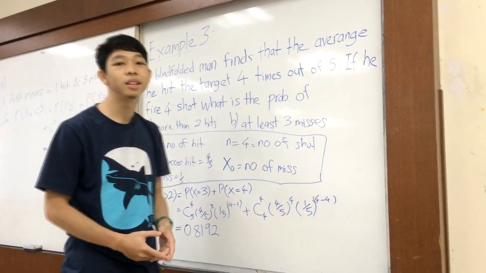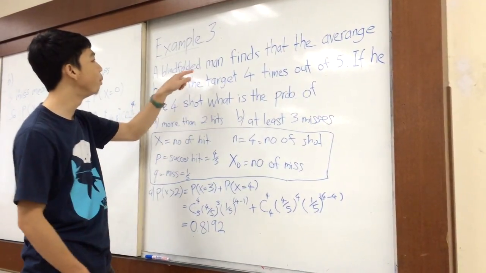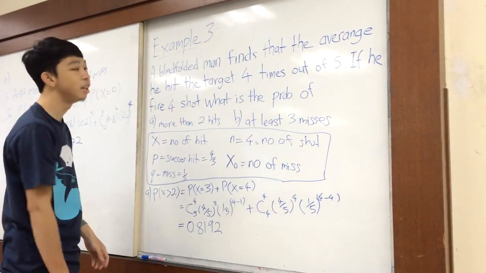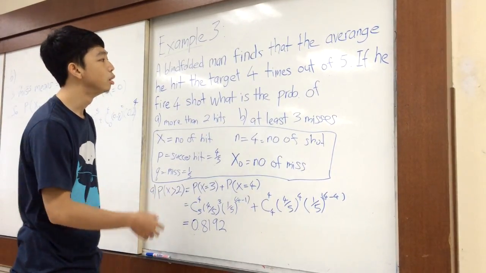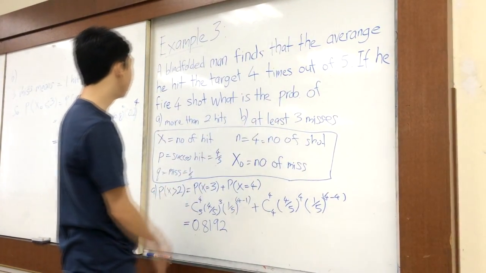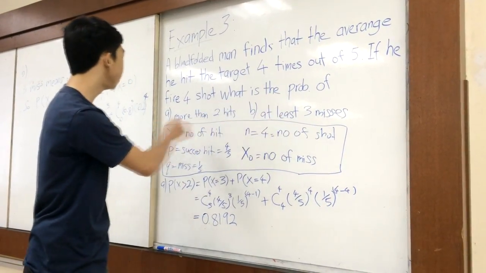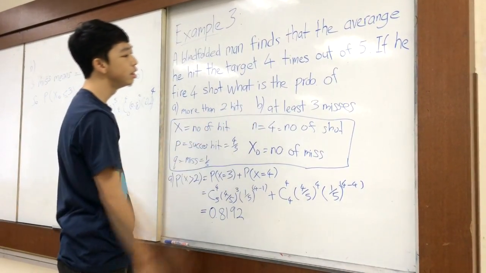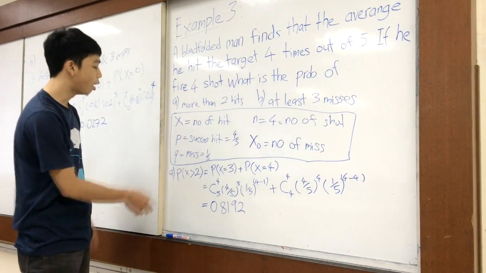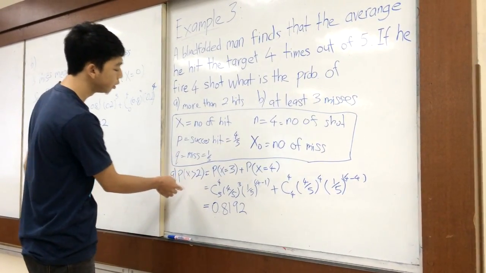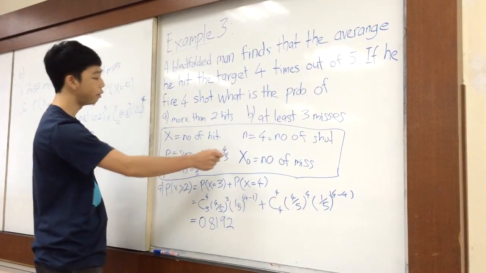My example is very simple. This is example 3. A blindfolded man finds that on average he hits 4 out of 5, which means the success rate is about 0.8, and if he fires 4 shots, what is the probability of A, more than 2 hits, and B, at least 3 misses? For A, more than 2 hits means probability of X greater than 2. This is the data that I have gathered.